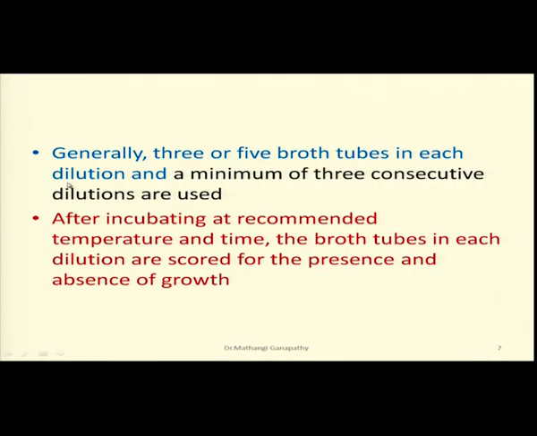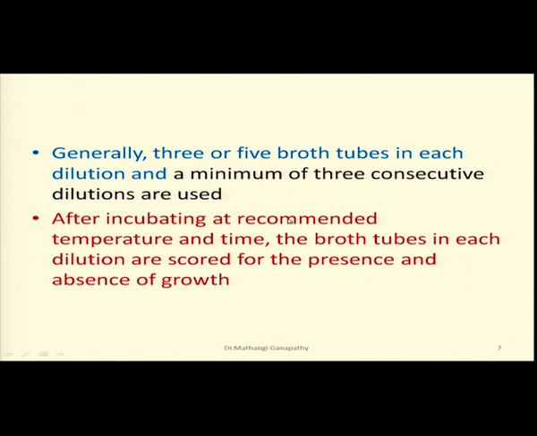If your food sample was contaminated with that microbe, this becomes very important, especially when you are talking about a pathogen, because we already saw that pathogens are usually fewer in number compared to the normal microbiota, the flora present on a food sample. So, the particular microbes which can grow in the presence of the selective agent would grow in the medium in the serial dilution, whereas the others would be inhibited. Generally, we use 3 to 5 broth tubes in each dilution and a minimum of 3 consecutive dilutions.